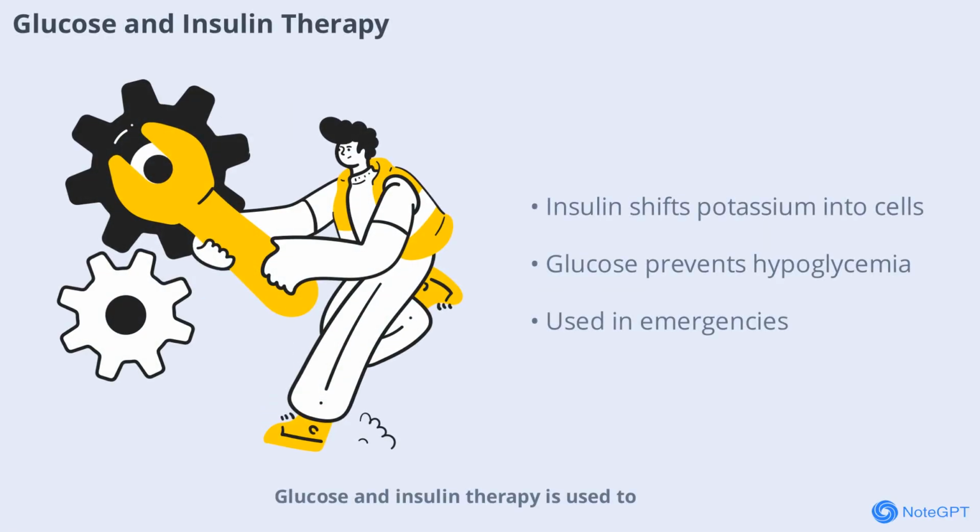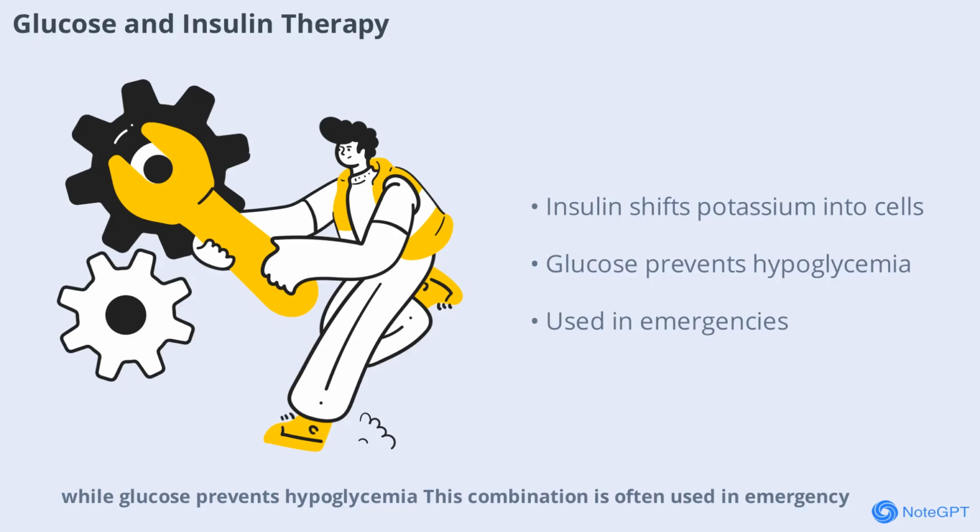Glucose and insulin therapy is used to rapidly lower potassium levels in the blood. Insulin drives potassium into cells, while glucose prevents hypoglycemia. This combination is often used in emergency situations to stabilize patients with severe hyperkalemia.